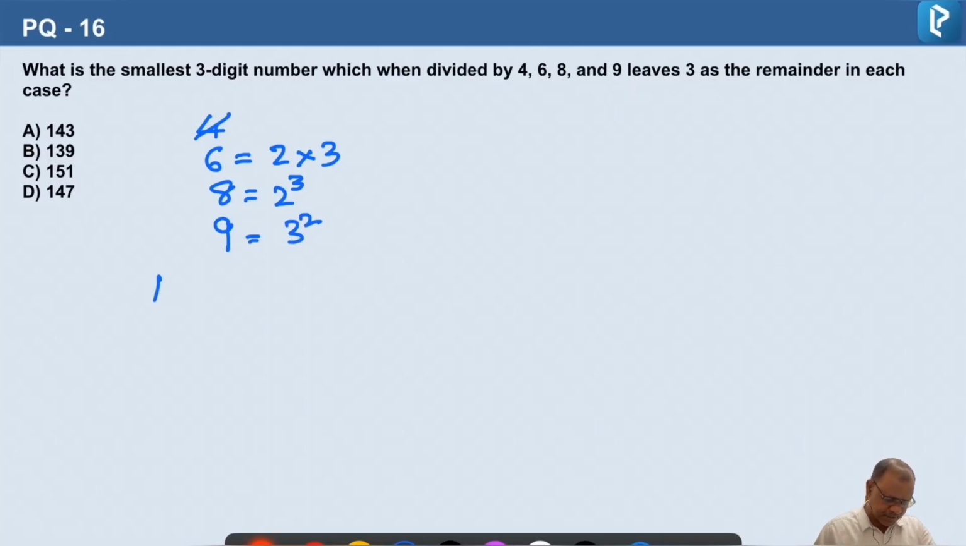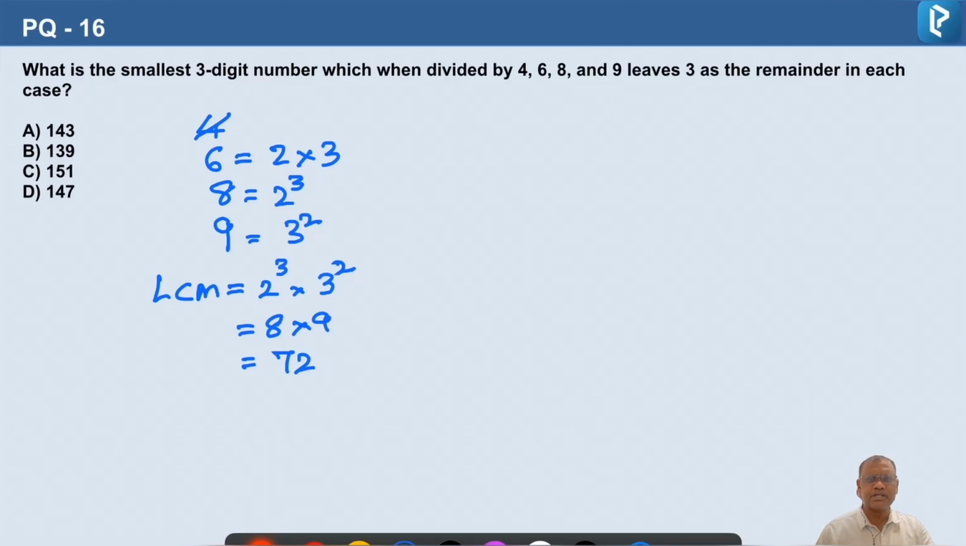So what is the LCM? LCM is the product of the highest powers of all the factors. For 2 the highest power is 3, and for 3 the highest power is 2. So that is 2 cube into 3 square. 2 cube is 8, 3 square is 9. So 8 into 9, which is 72. 72 is the LCM of all these four numbers.